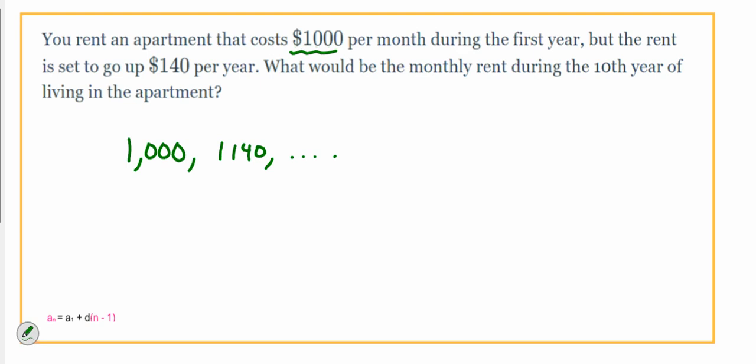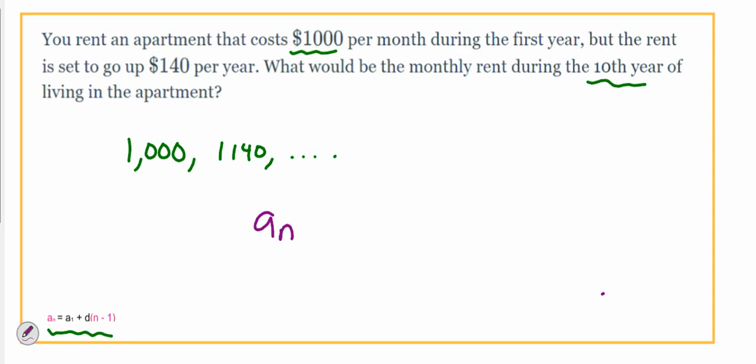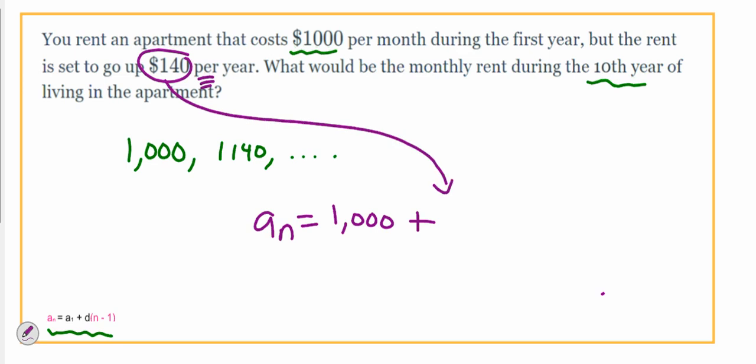What would be the monthly rent during the 10th year of living in the apartment? Well, I can't find the 10th year until I define it, right? We've got to use that little formula down there. So here we go. Let's define it. My a sub n is equal to my first term, which is 1,000, plus, now they gave us our d, which is pretty cool. It's going up 140 per year. Remember per, that should sound familiar. That's like rate of change. Well, the per tells us what our common difference is. Our common difference is the 140, which goes there. And then we tag along our n minus 1.